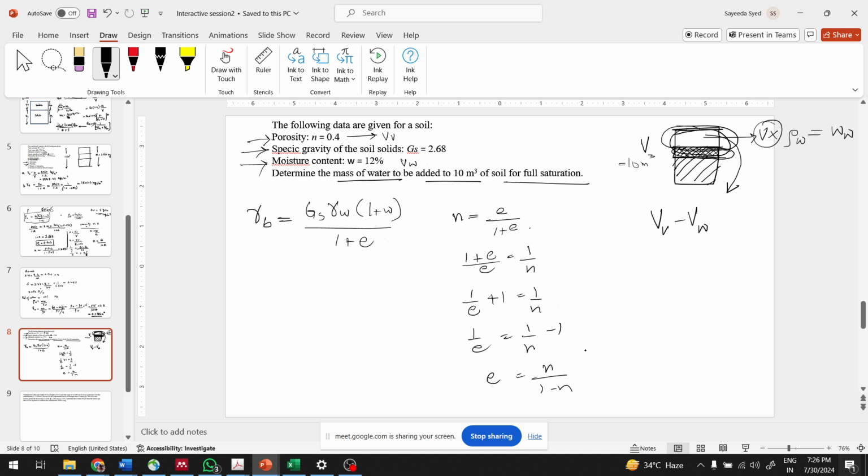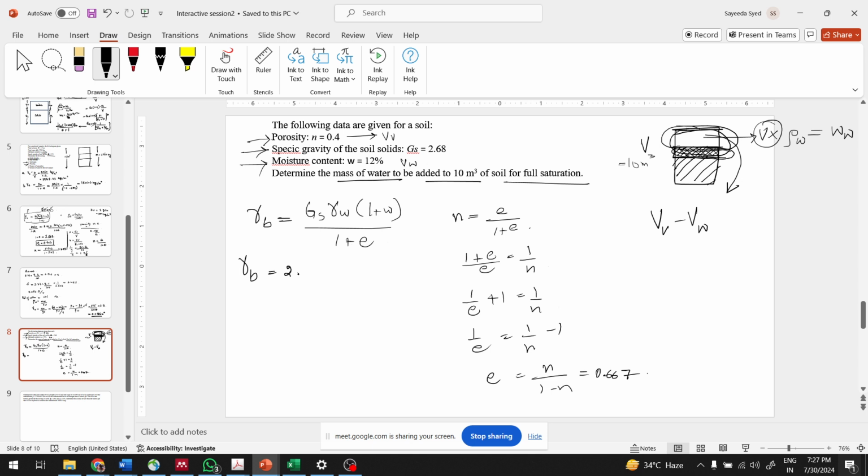So let's calculate e. 0.4 over (1 minus 0.4). So it comes out to be 0.667. Let's use it here and we will know the gamma bulk.